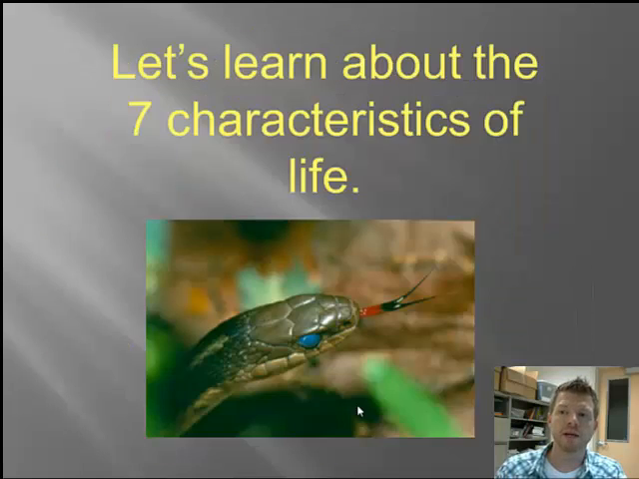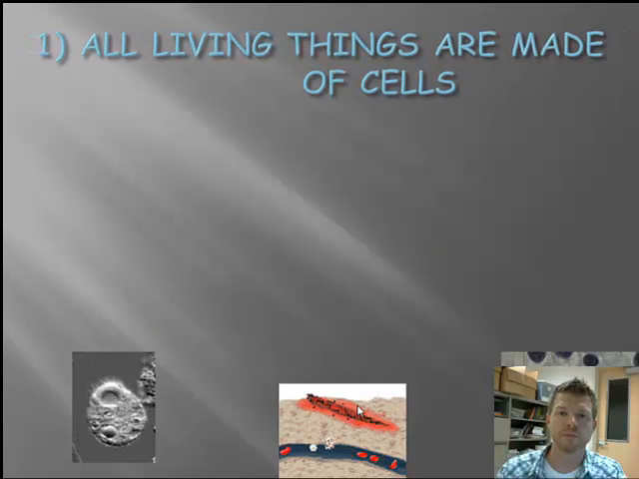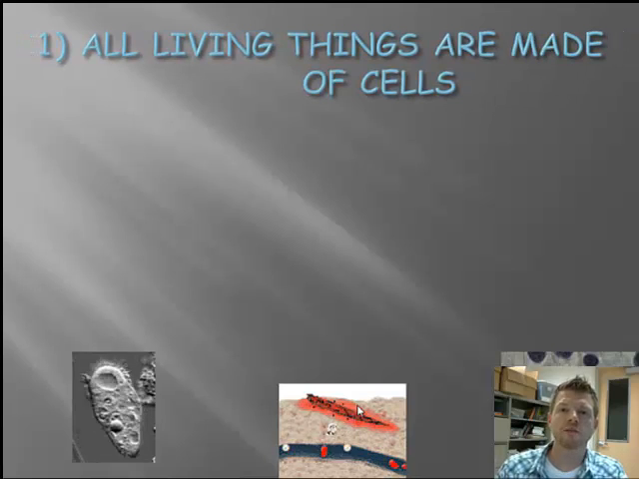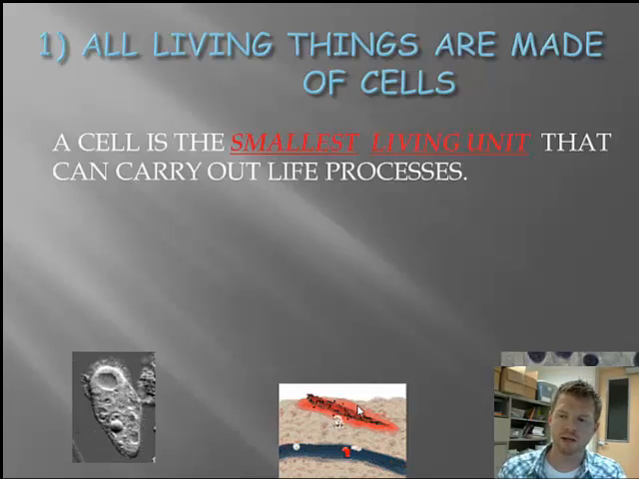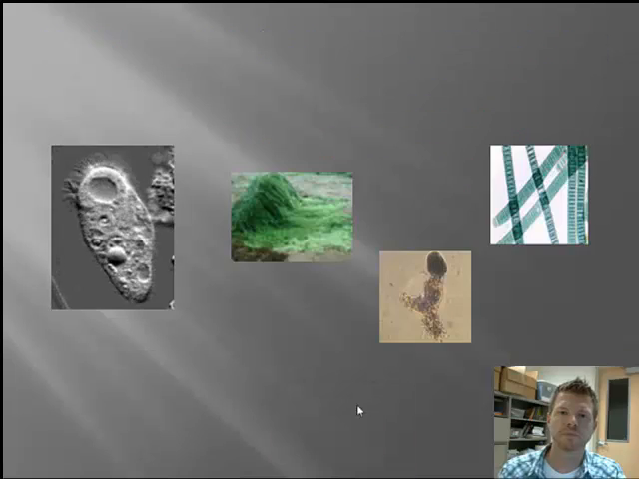So what makes those things living, or makes us think other things are not living? Number 1, all living things are made of cells. There's a couple of examples down on the bottom. But cells are the smallest living unit that can carry out life processes. So that's important to know. If we were to take you, break you down to our smallest single unit, it's going to be a cell.